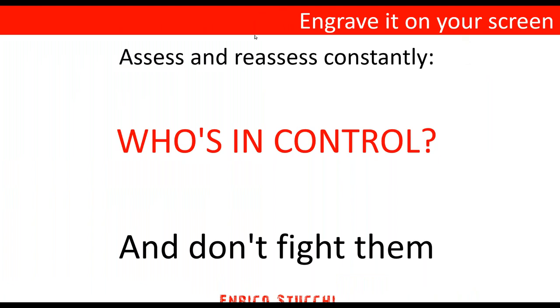Okay, engrave it on your screen. When you are trading using Bookmap or using other tools, you have to assess and reassess constantly who is in control. Remember that. Who is in control is the question that I have to answer at every second when I'm trading.